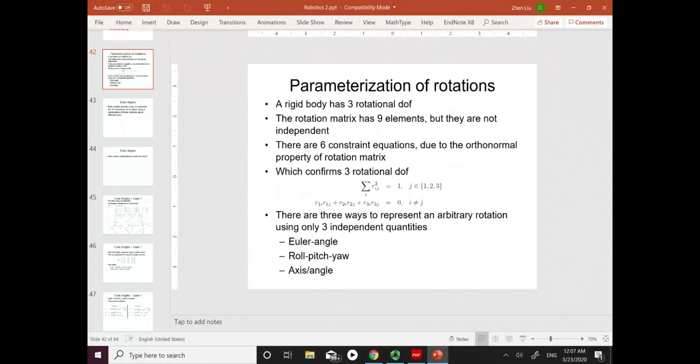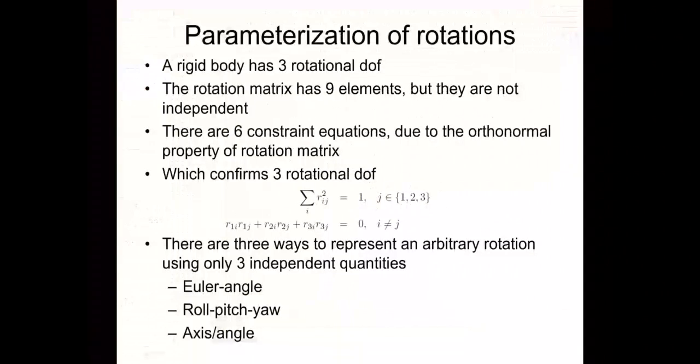So let's start to talk about the parameters to represent rotation. So a rigid body, how many degrees of freedom does it have? DOF stands for degree of freedom. So a rigid body, how many degrees of freedom does it have? It has 6, right? 3 translational degrees of freedom, which are X, Y, Z, and 3 rotational degrees of freedom, right? That is the rotation around 3 axes.